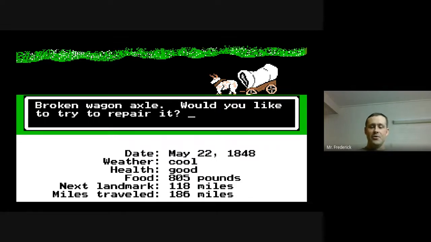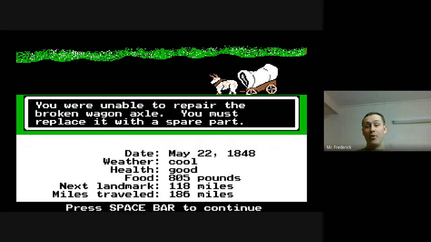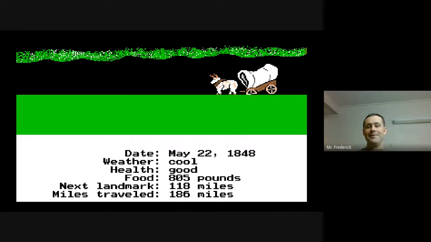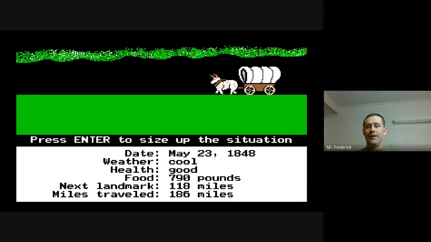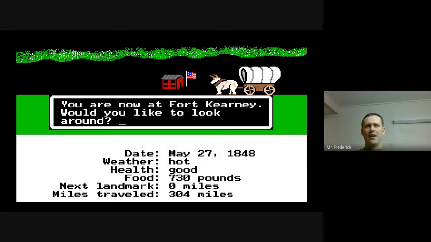Oh, come on. Broken wagon axle. Would you like to try to repair it? Yes. You were unable to repair the broken wagon axle. You must replace it with a spare part. And I'm down an axle already. All right. It's very rainy again, but at least it's not storming. Still got over 700 pounds of food, and I've arrived at Fort Kearny.